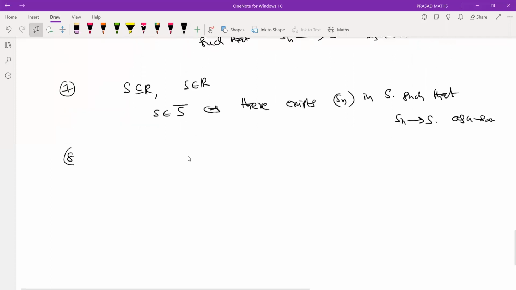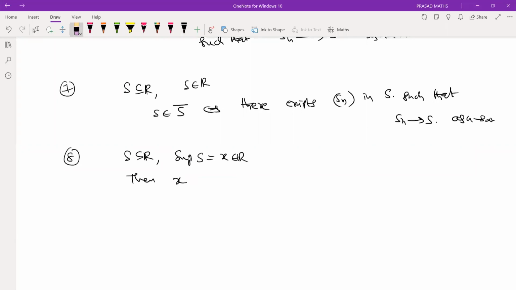Very, very important property. Next, suppose S is a subset of R and the supremum of S exists. Suppose you call it x, a real number. Supremum exists means what? It is a bounded set. Suppose you take it like that. So automatically that should be in the closure of the set.